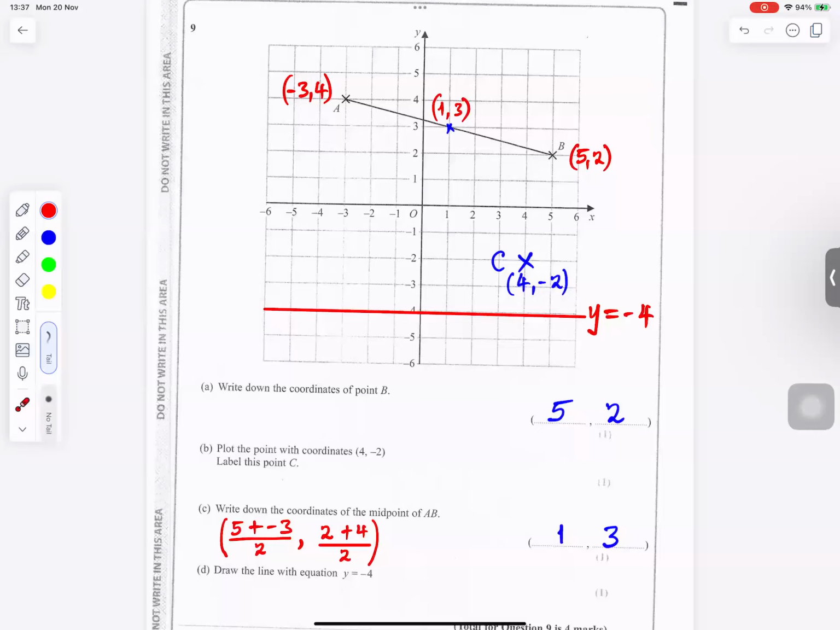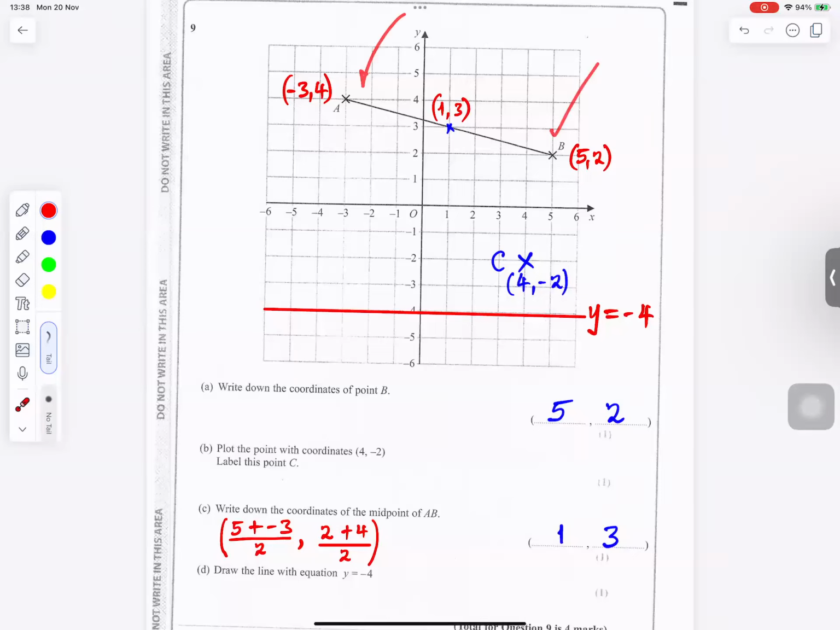Number 9, the coordinates of B. 5, 2, that's B there. 5 for the X and 2 for Y. And plot the point 4, minus 2 and label it C. That's it, 4 to the right and minus 2 down. Write down the coordinates of the midpoint of AB.